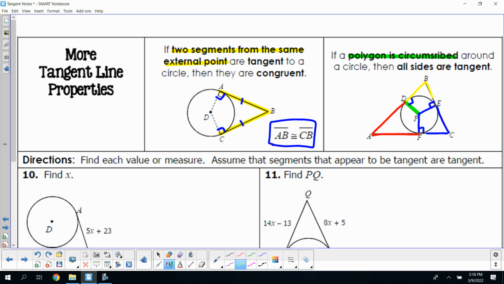So I know that BD is going to be congruent to BE. I know that CE is going to be congruent to CF, and I know that AF is going to be congruent to AD. Okay?